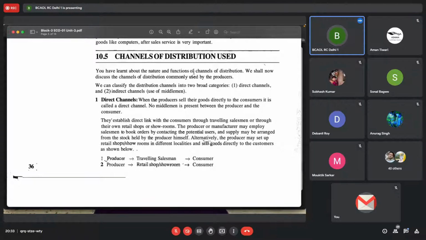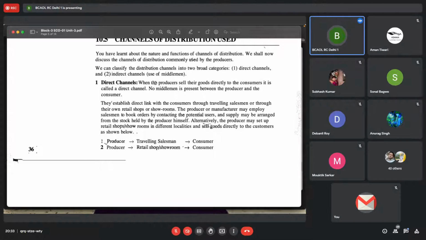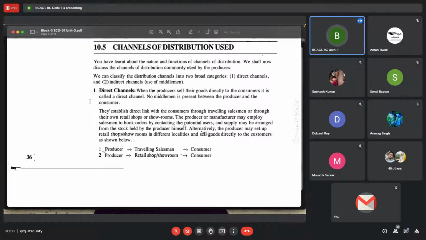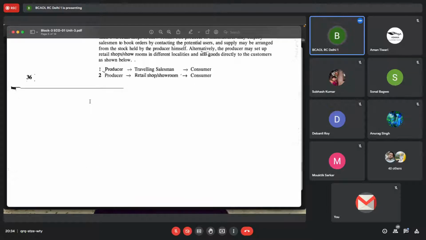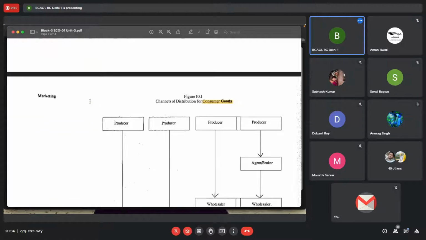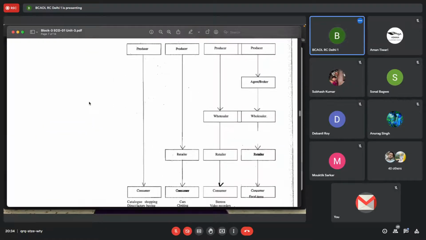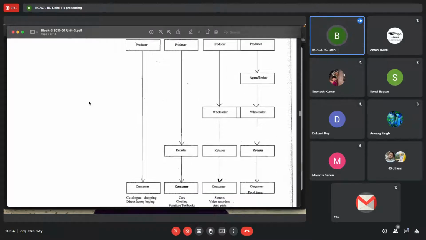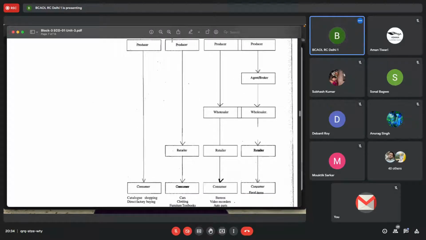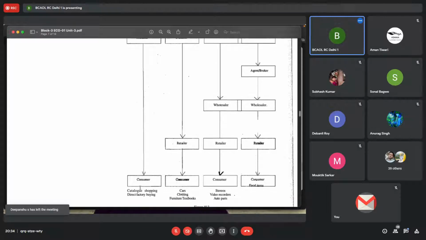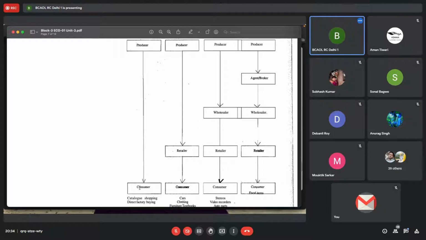Now talking about channel of distribution. What is the channel of distribution? Like I said, how is the product made available to the final consumer? It can be through a direct channel. It can be through an indirect channel. Let me show you through this diagram. You will get it better. So, guys, what is happening over here? This is the producer. So when the producer sells directly to the consumer, it's a direct channel. You have direct contact with the consumer. You are directly selling it off to the consumer.